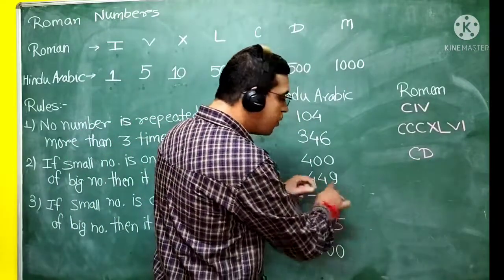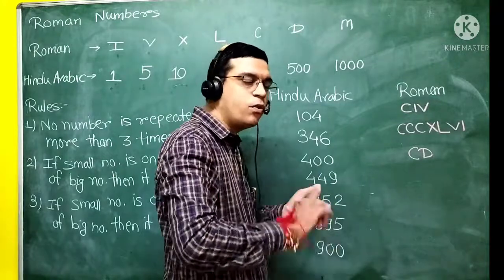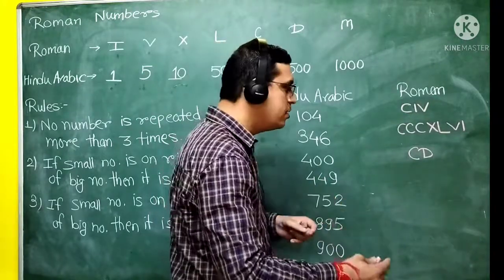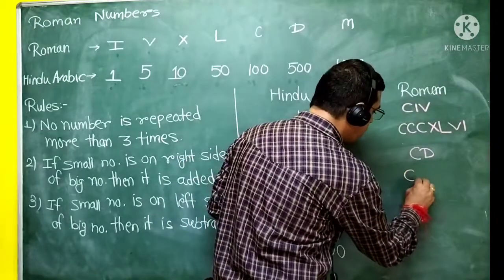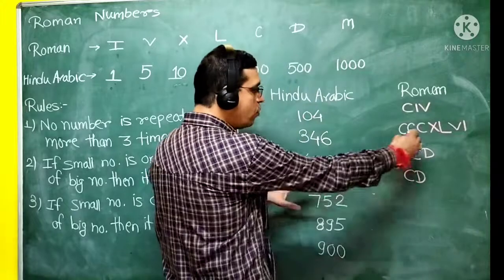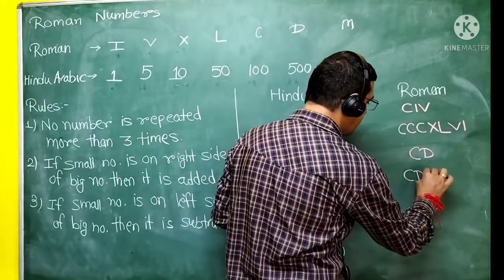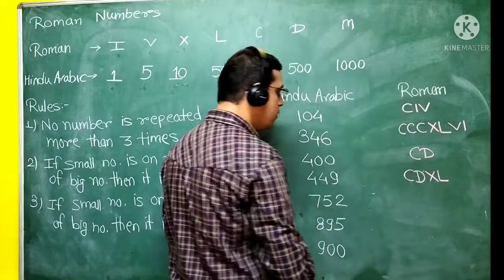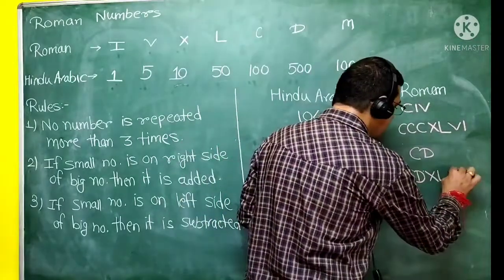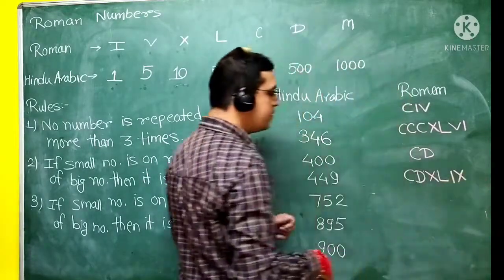Now 449. That is 400 plus 49. So first I will write 400. Now we know that 400 is CD. Then 40. What is 40? XL. And then what is 9? IX.